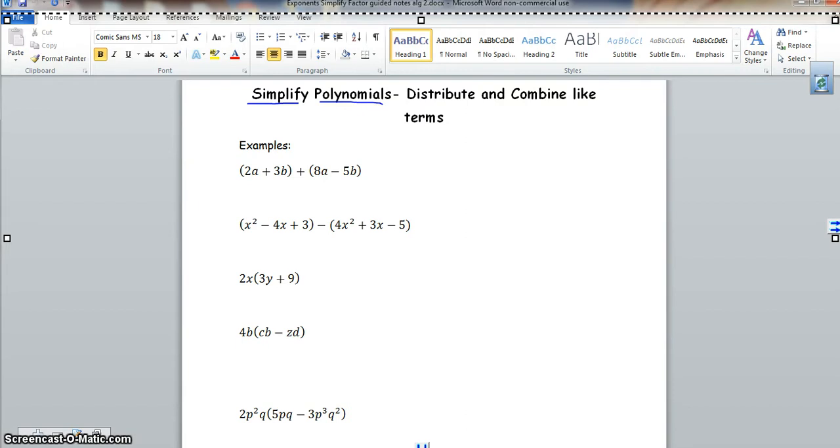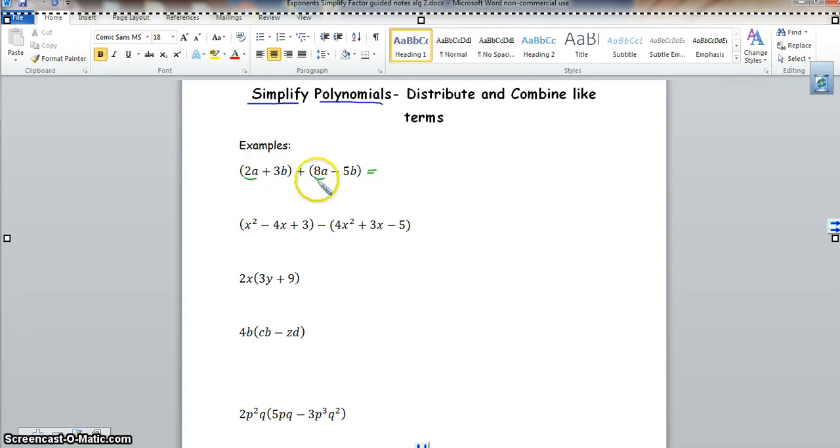All right, so we're going to use our exponent rules to help us simplify polynomials. Hopefully all of that was a review to begin with. All right, so examples. If we could add polynomials together here, I have a binomial plus another binomial. We're going to combine like terms.